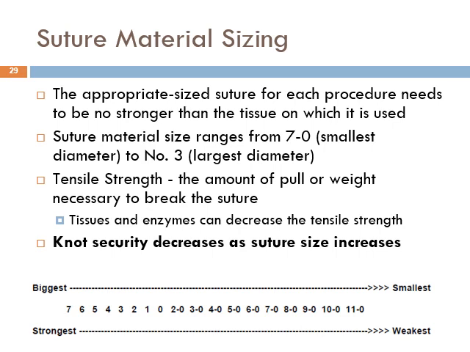From 0 suture, it gets bigger. So 1 is bigger than 0, 2 is bigger than 1. When we go in the other direction, they get smaller. So 3/0 is going to be smaller than 2/0. Again, think of them like negative numbers there.